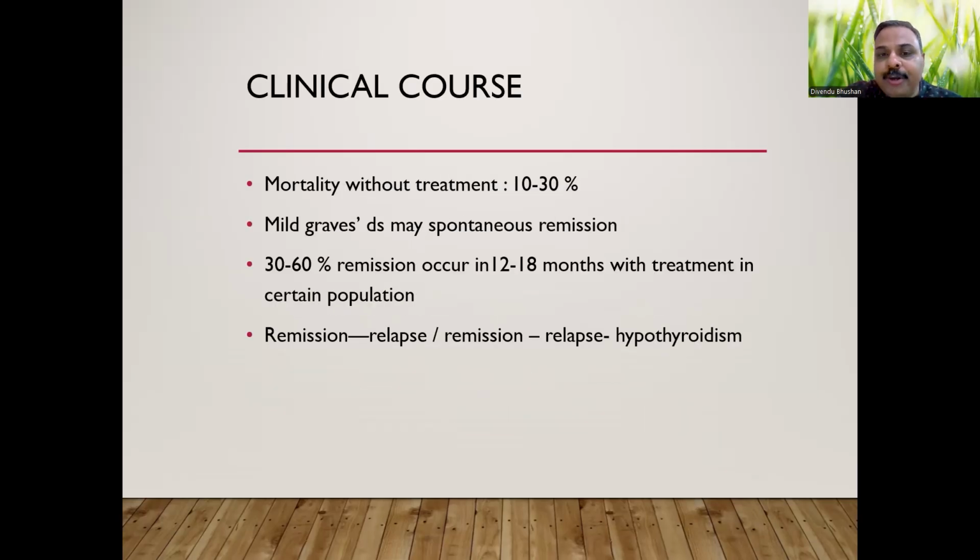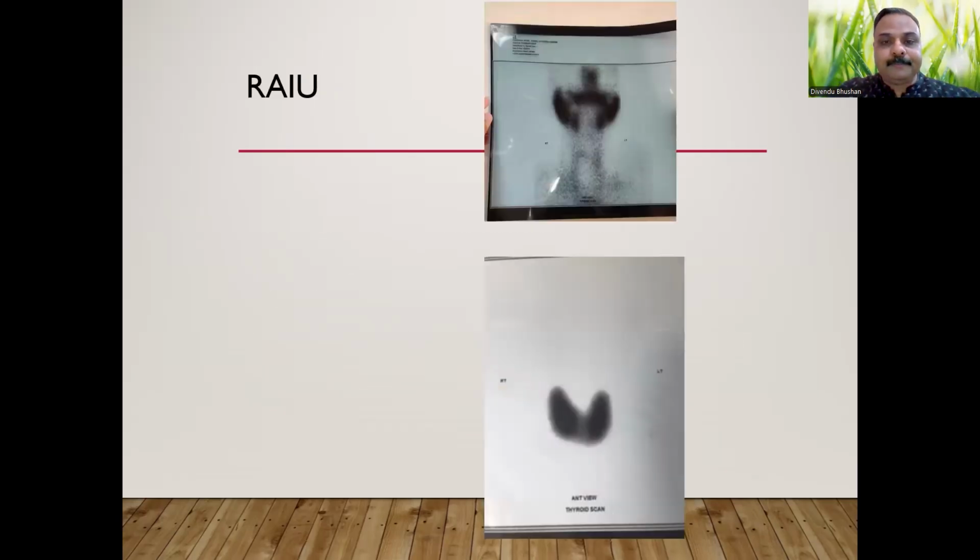Clinical course: if it is not treated, it can carry a mortality of 10 to 30%. Mild Graves' disease may have spontaneous remission. 30 to 60% remission occurs in about 18 months with treatment. So whenever you find a patient with decreased TSH, who is not taking any medication but has low TSH, we have to differentiate Graves' disease versus thyroiditis.